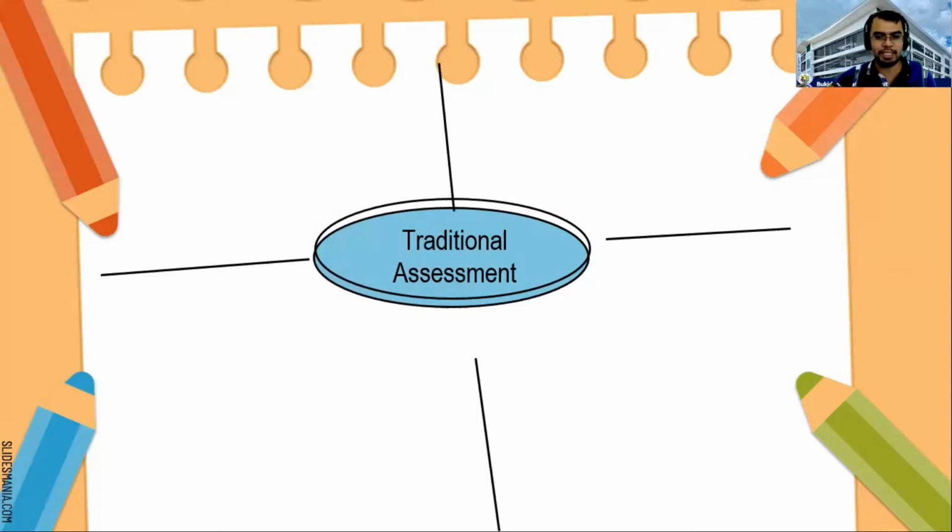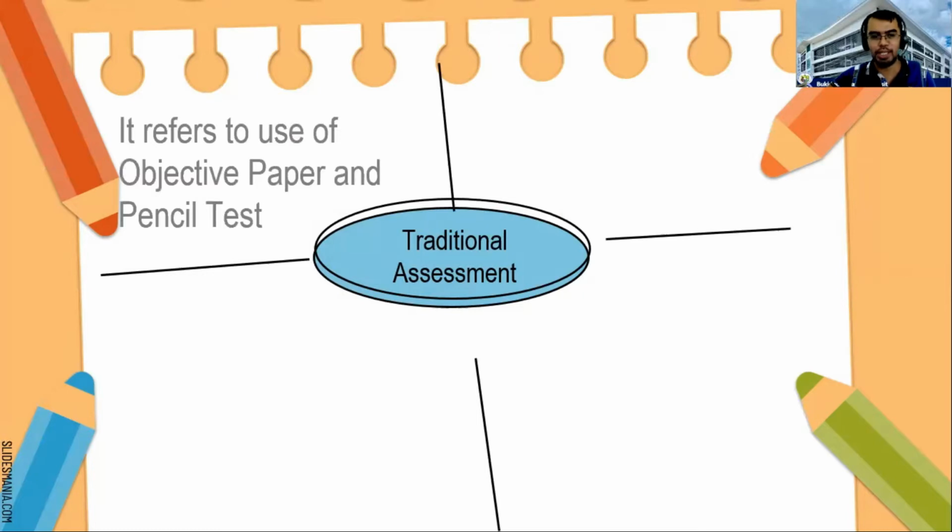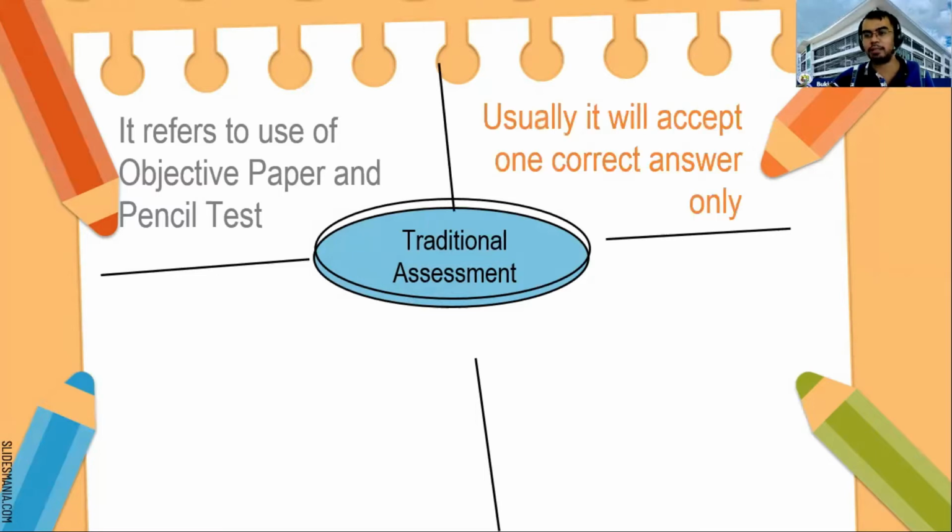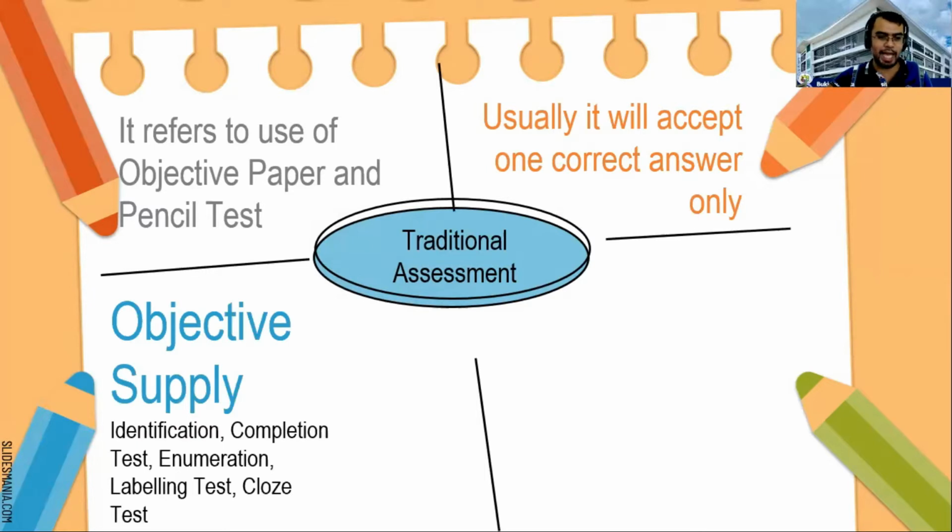Traditional assessment is not an old fashioned way. So, here in assessment, it refers to the use of objective paper and pencil test or paper and pen test, and it usually accepts one correct answer. And there are actually classifications of traditional assessment. The first classification is known as objective supply, and this may include identification, completion test, enumeration, labeling test, closed test. And here, there are no options. So the learner or the test taker must provide his own answers.